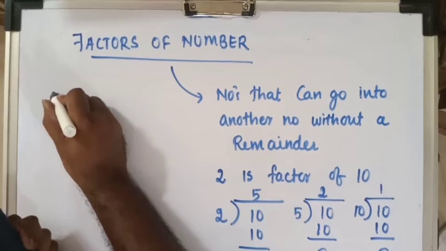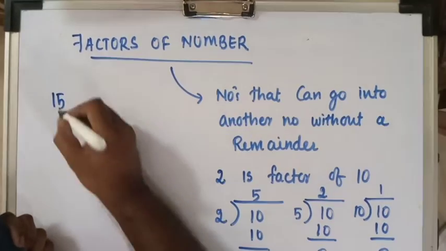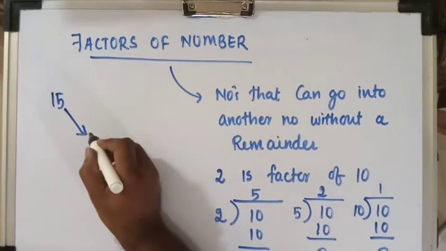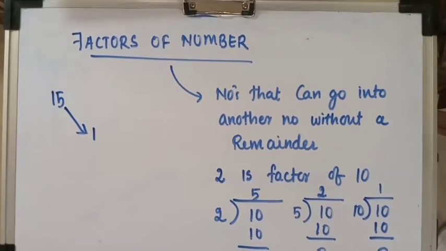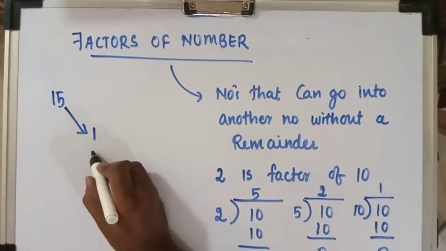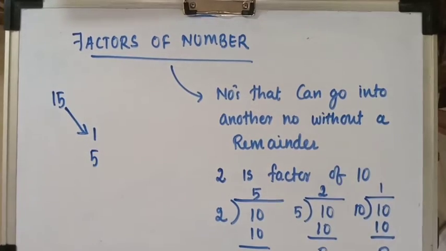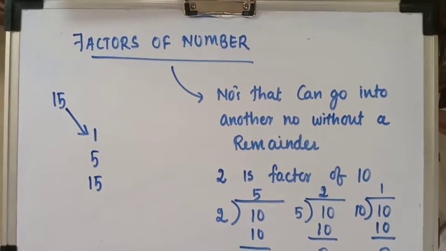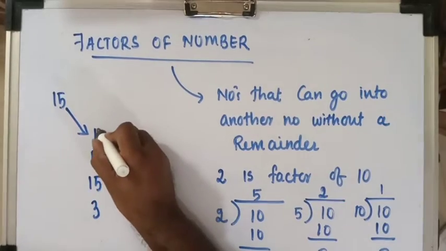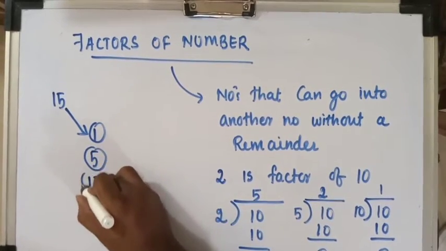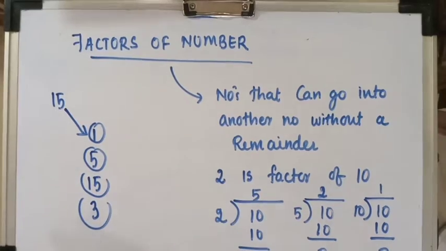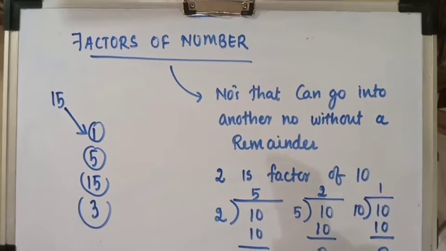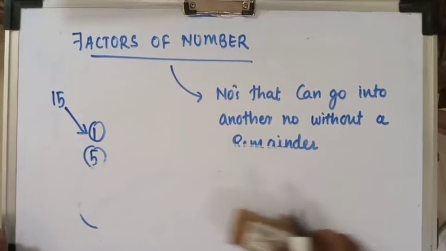In the same way, if you consider 15, what will be the factors of 15? 15 goes in the table of 1. Then 15 goes in the table of 5. 15 goes in the table of 3. So 1, 5, 15 and 3. These are called the factors of the number. Okay children, I hope you would have understood what is a factor.